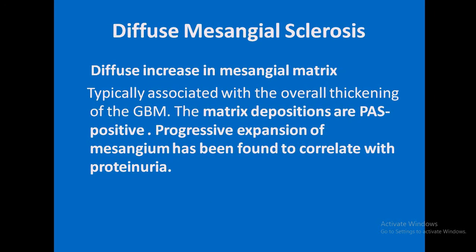Diffuse mesangial sclerosis shows a diffuse increase in mesangial matrix, and it is associated with overall thickening of the glomerular basement membrane, and the matrix depositions are PAS positive. The progressive expansion of mesangium has been found to correlate with the proteinuria.